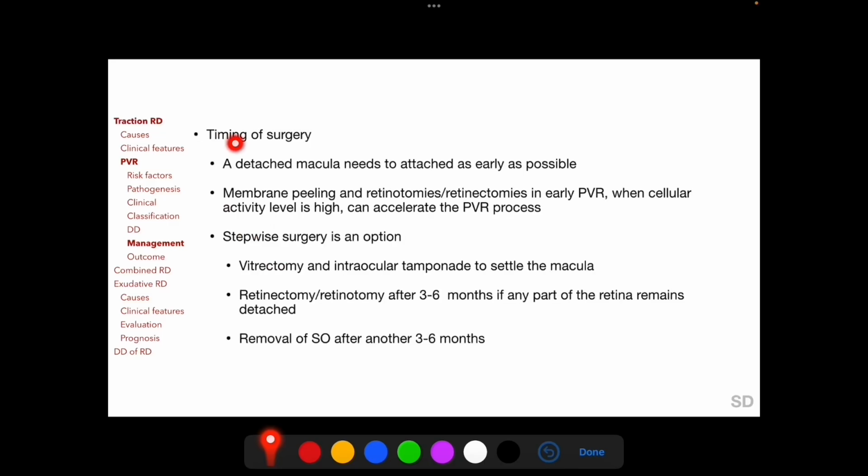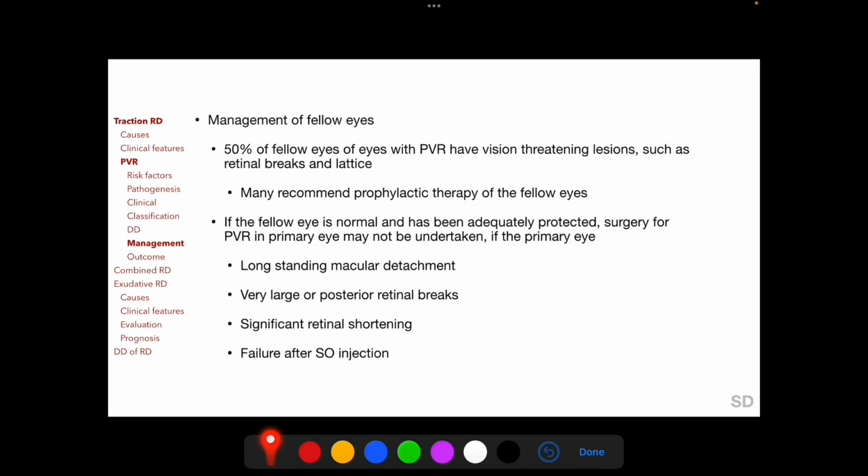Timing of surgery for PVR is a matter of debate, as a detached macula needs to be attached as early as possible, but on the other hand, membrane peeling and retinotomies or retinectomies in early PVR, when cellular activity level is high, can accelerate the PVR process. So an alternative option suggested is stepwise surgery, in which vitrectomy and intraocular tamponade to settle the macula is performed in the first sitting, followed by retinectomy or retinotomy after 3 to 6 months if any part of the retina remains detached after the first surgery.